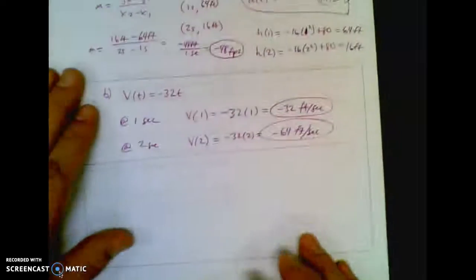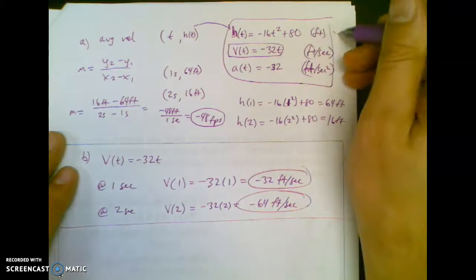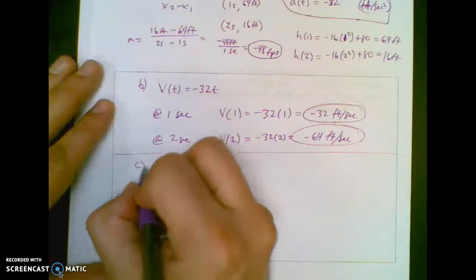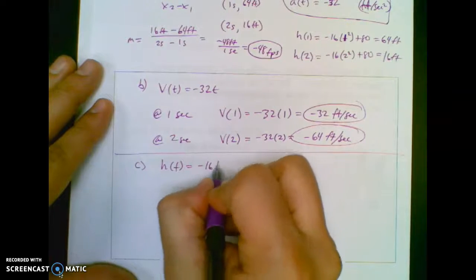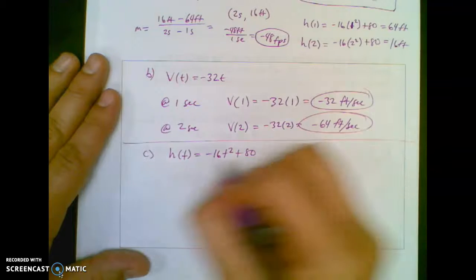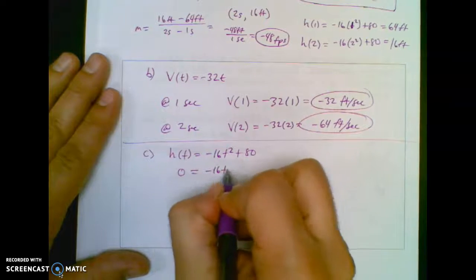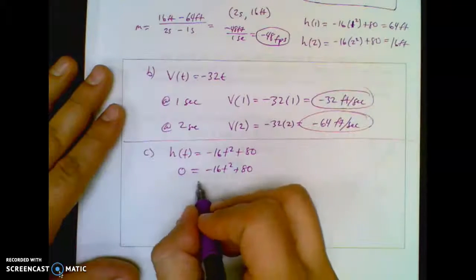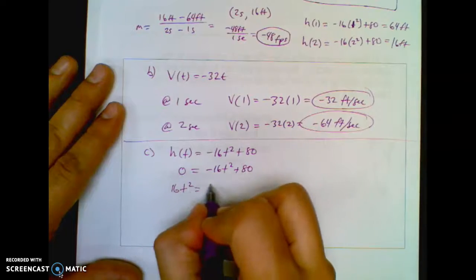So when you flip it back over, you're like, which one of these three equations will I use? I'm going to use my height equation. And all I got to do is set it equal to 0. So for part C, I'm going to rewrite the height equation just so I have it here. And I'm going to say lands would be 0 equals negative 16t squared plus 80. And then you solve it, I'll move the 16t squared to the other side so it becomes positive.